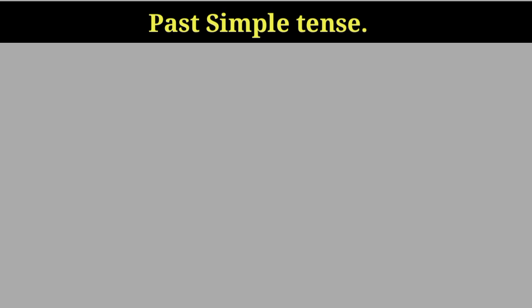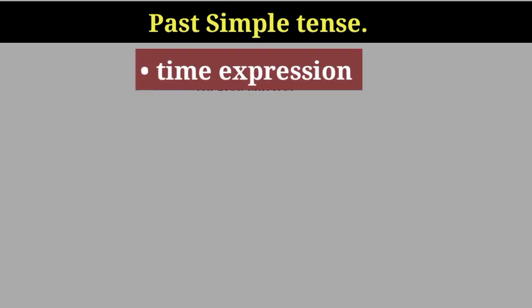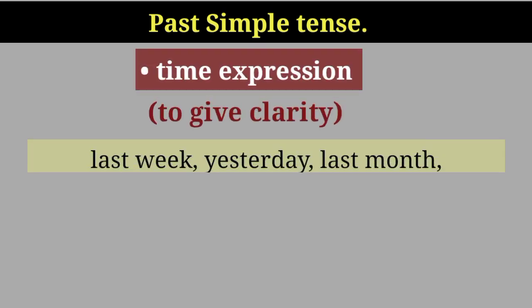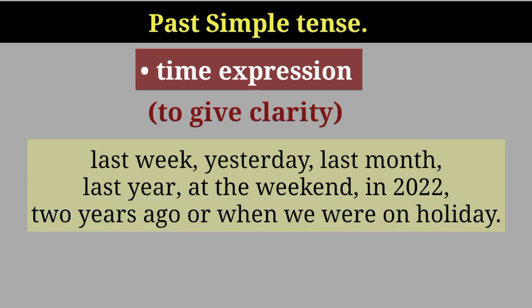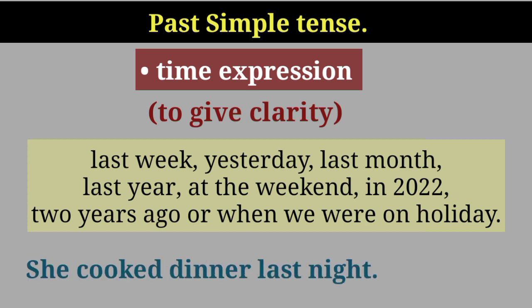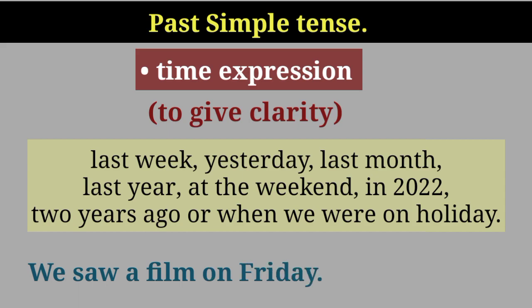It is also used with time expressions to give clarity, like last week, yesterday, last month, last year, at the weekend, in 2022, 2 years ago, or when we were on holiday. For example, she cooked dinner last night. We saw a film on Friday.